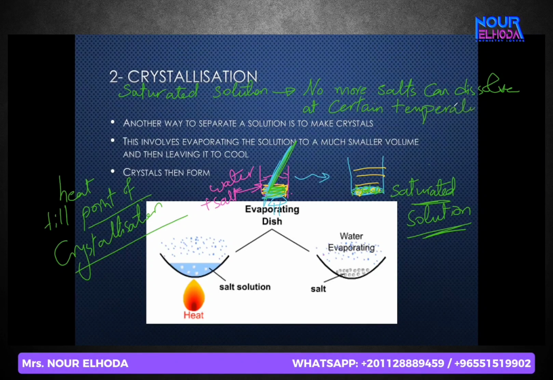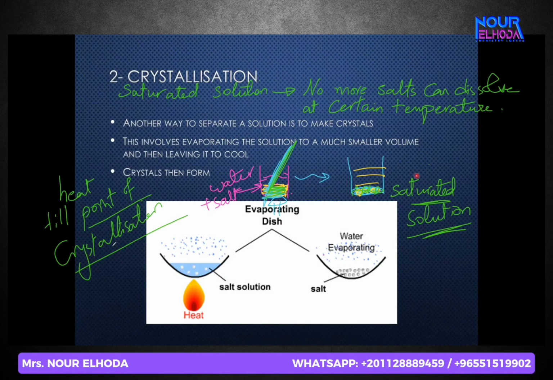It's very important to continue your sentence. Once again, when I'm talking about a saturated solution, I'm going to say no more salts can dissolve at a certain temperature. While I was heating at this temperature exactly, no more salts will dissolve. Then what will happen after I started heating and it becomes a saturated solution?